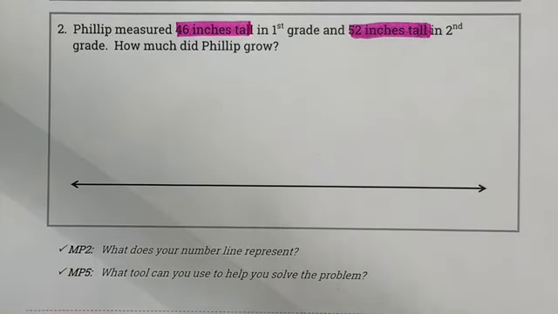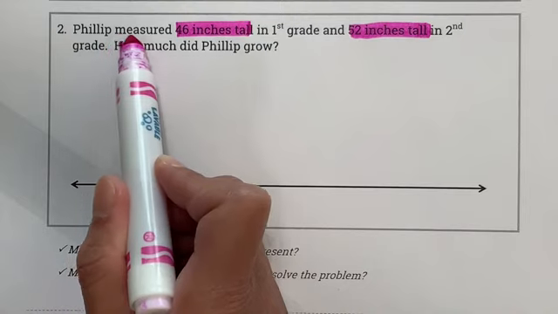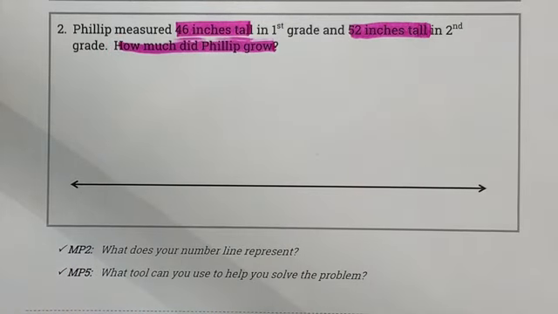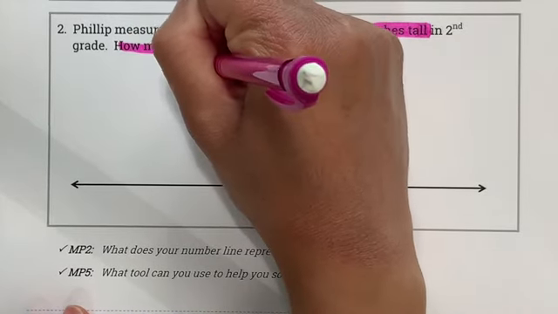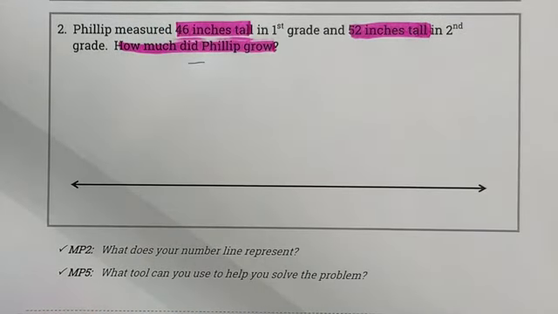Now, they're asking, how much did Philip grow? So essentially they're saying, between first grade and second grade, how much taller is Philip now? So this means that they want us to do subtraction. Anytime a word problem asks you to find the difference between one thing and another, it's asking you to do subtraction, so to find a difference.